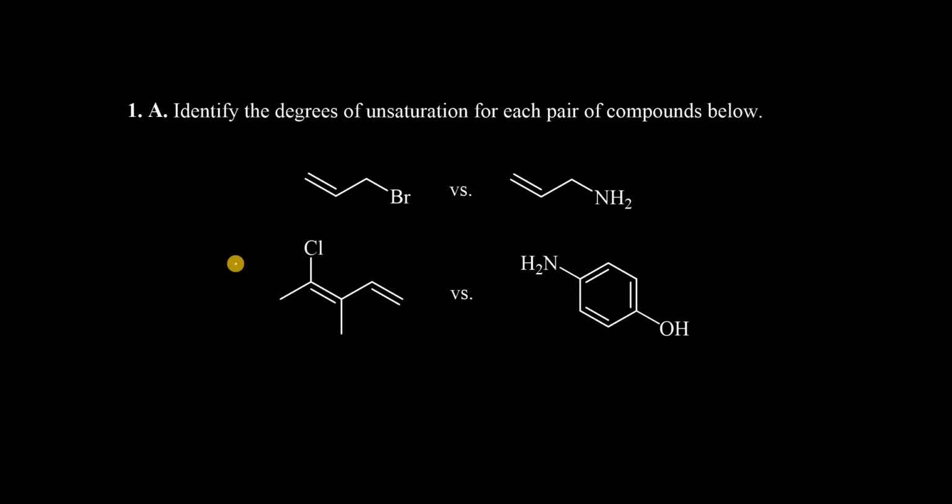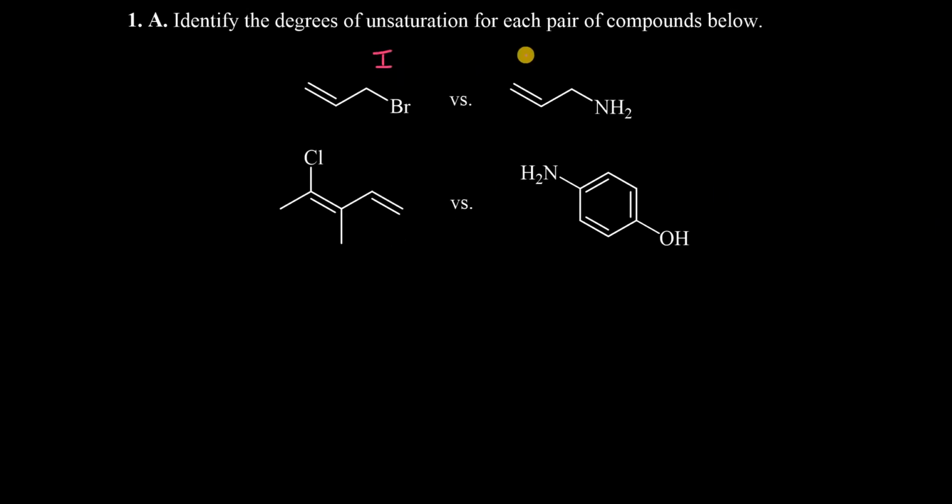Alright, let's try to attempt this problem. Identify the degrees of unsaturation for each pair of compounds. So let's see. At face value, for this first pair, it seems like the degree of unsaturation, DU, is 1 for here and here, for both of these compounds. But let's prove that with the equation.